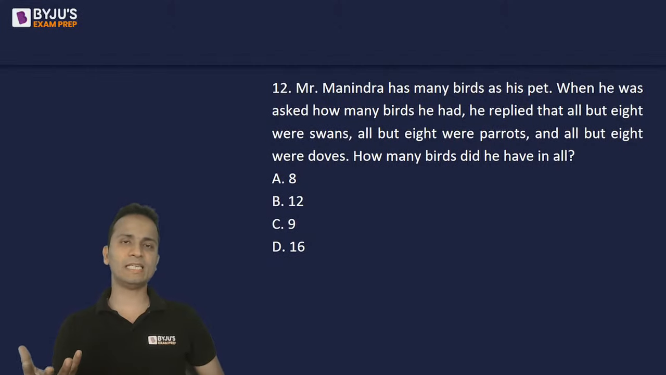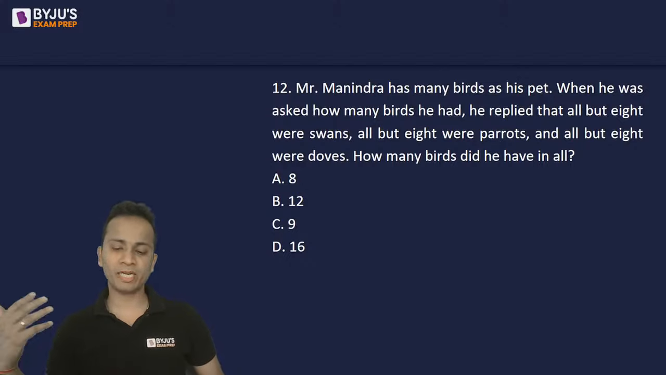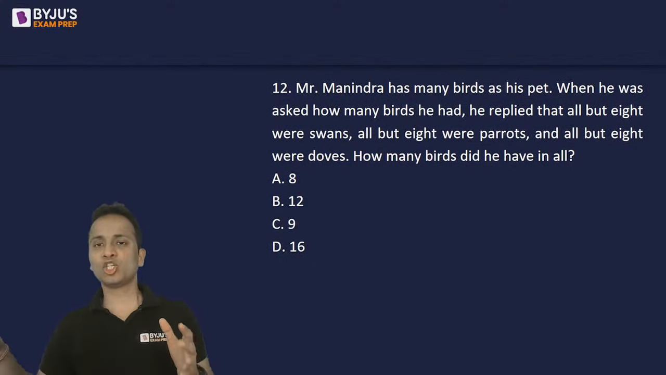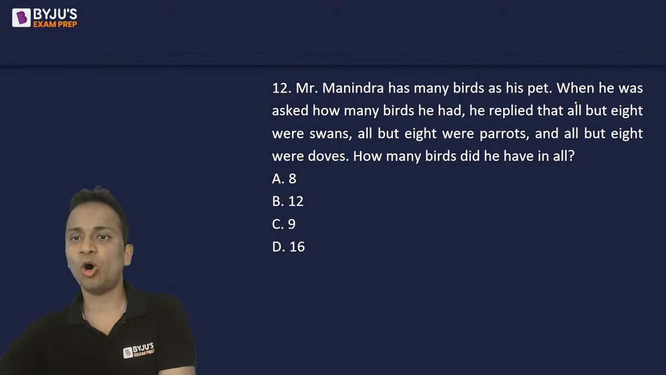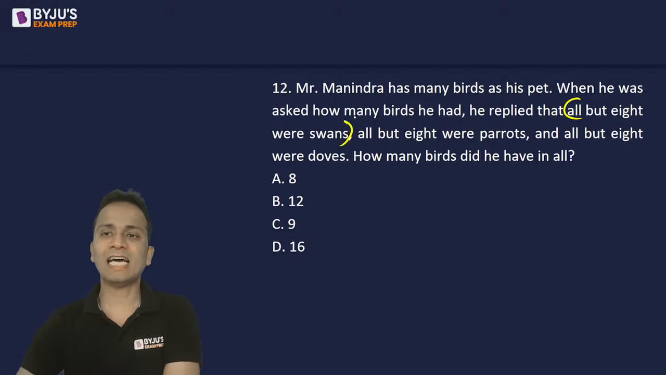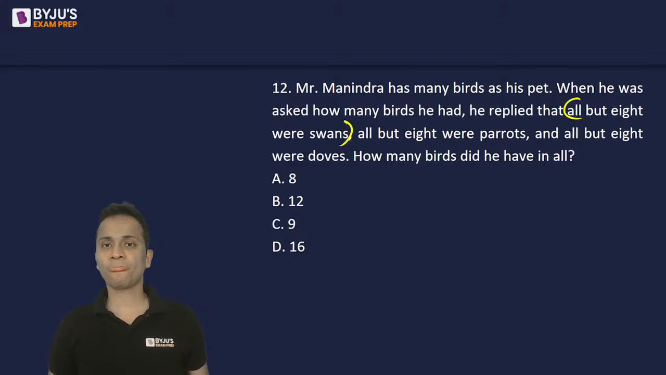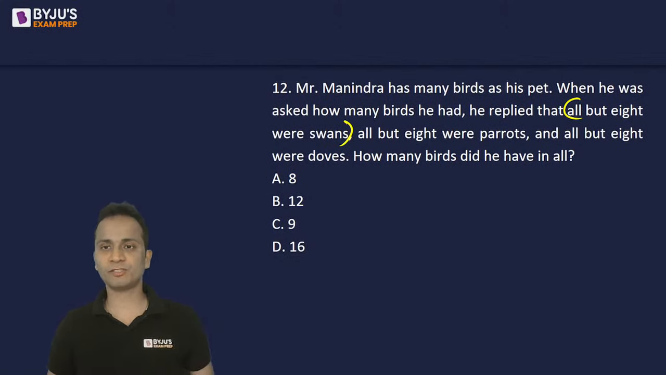Now we need to know the meaning of this statement, all but 8. All but 8 ka matlab kya hota hai? So all but 8 means, other than 8, all of them are swans. So all but 8 are swans, that means other than 8, the remaining are swans. Similarly, other than 8, the remaining are parrots. And finally, other than 8 are doves. All but 8 are doves.